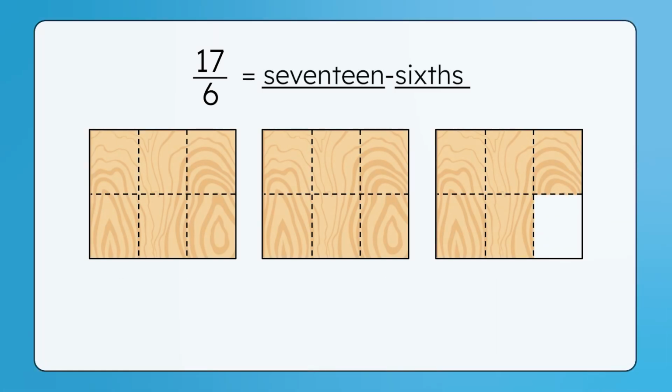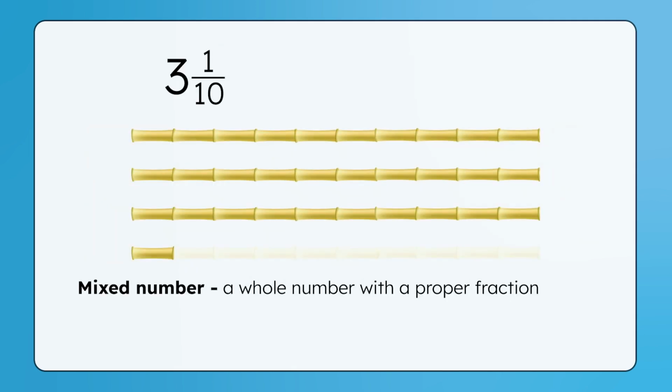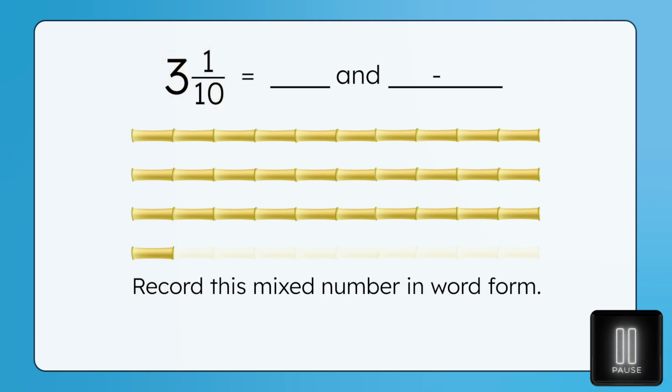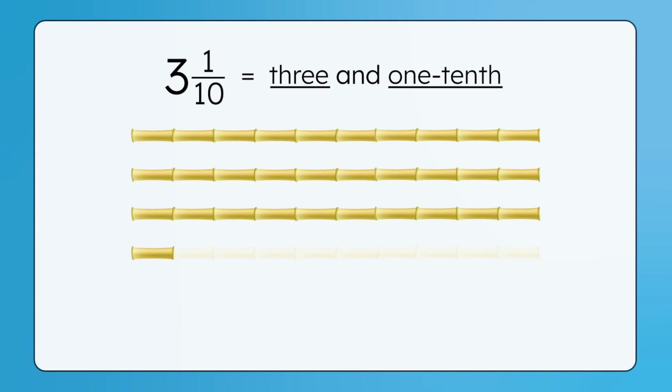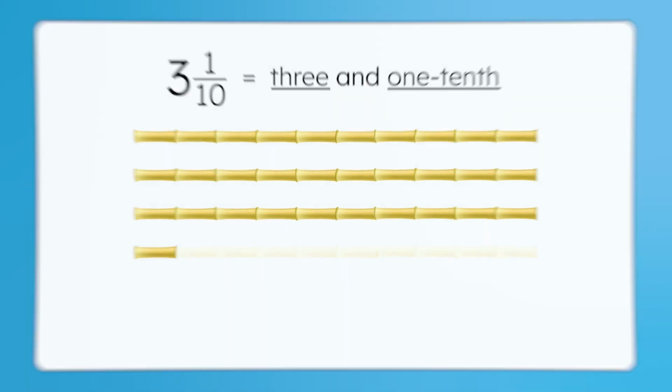This is the improper fraction 17/6. When reading mixed numbers, we say the whole number, then the word and, followed by the fraction. That and tells us the number includes both a whole and a part of a whole. Pause here to record this mixed number in word form in your guided notes. This is the mixed number 3 1/10.